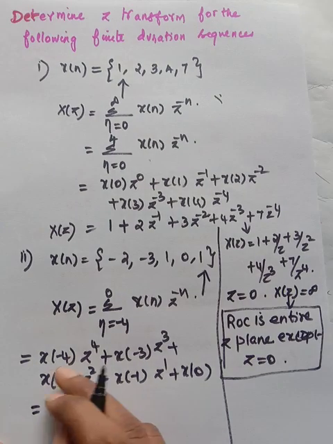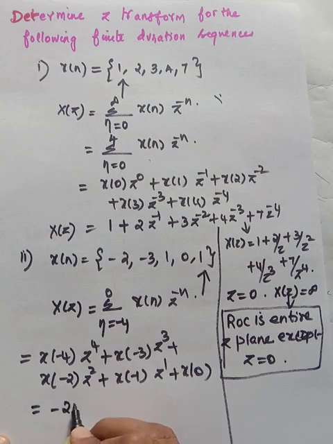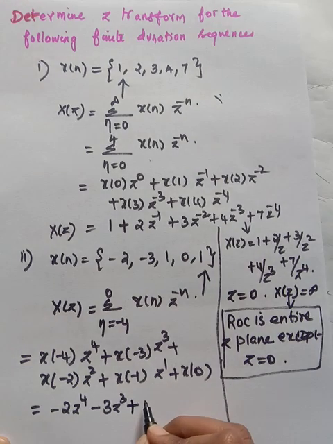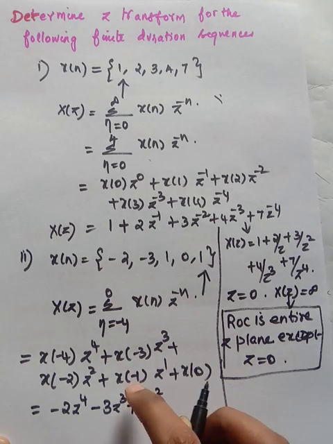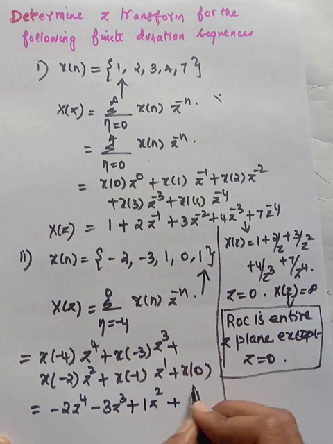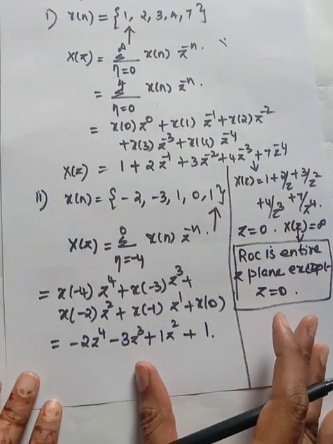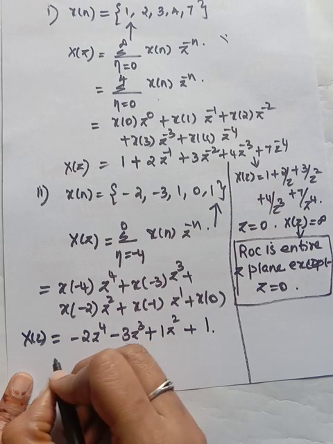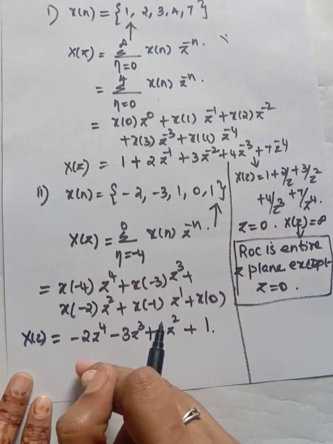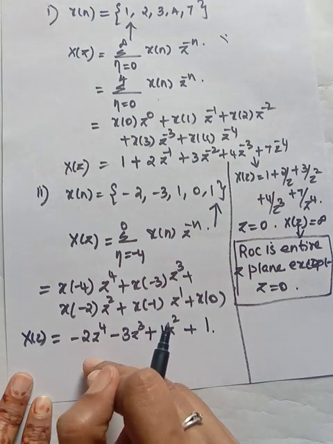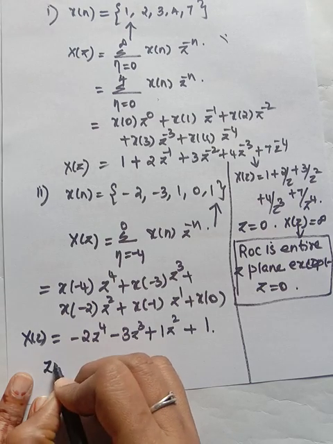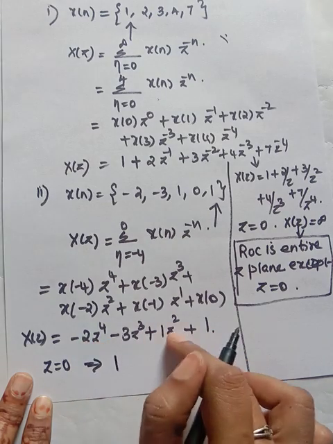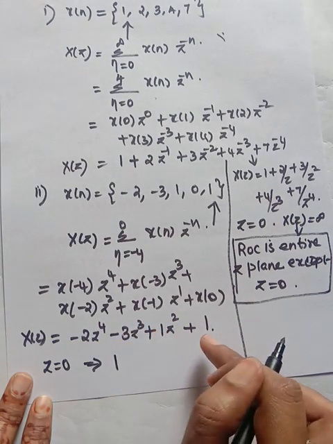Now substituting the values, x of -4, I will get -2 z power 4, -3 z cube, plus 1 z square. x of -1 is 0 and x of 1 is 1. So this is the X of z I am getting. Now for which value will the Z transform not converge? If I substitute z equal to 0, I will get the value 1, right? Because when I substitute z equal to 0, the other terms vanish, and I get 1.